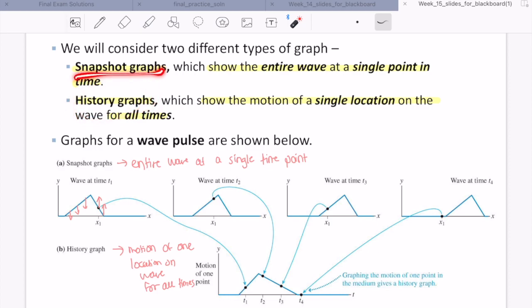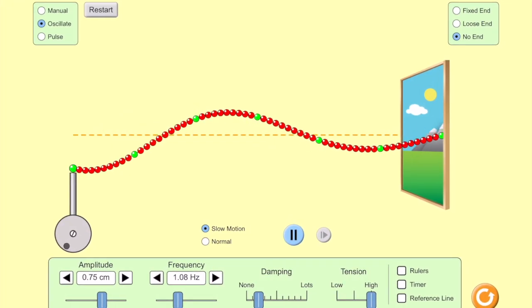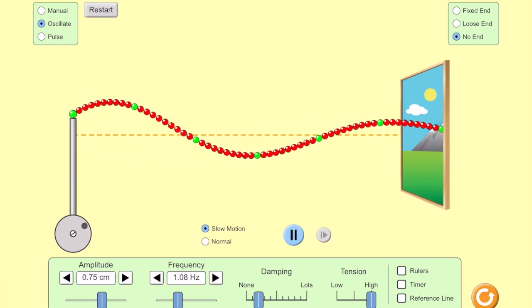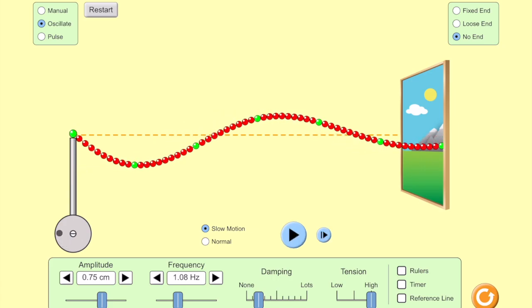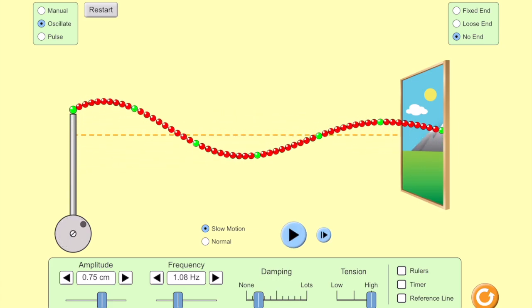But a snapshot graph, you just take a snapshot, a picture of the wave as it moves throughout time. So if I have this wave right here and I take a picture at this moment, that's a snapshot. Another moment, snapshot. Another moment, snapshot. At every single point, the peaks will look a little bit different because the wave has propagated already.